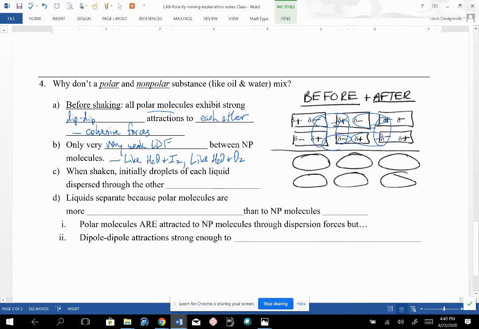Now, when you shake it up, initially the droplets of each liquid will disperse through each other. These droplets disperse through each other because we have higher entropy, because there was energy added. So when you add energy, you can make things do something that they're not favored to do. But then what happens is the liquids separate.